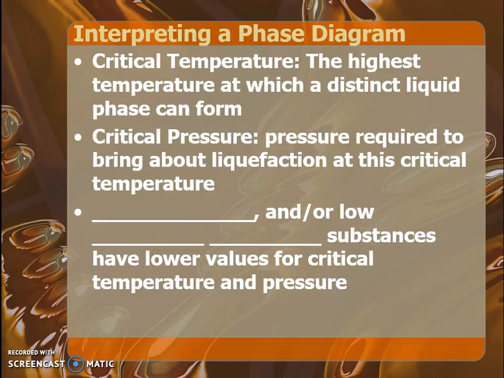Okay, the critical pressure, at the critical point, is the pressure required to bring about liquefaction at this critical temperature. So it's the highest temperature, and the pressure tells us how much pressure is needed in order to keep it a liquid. Okay. With this, non-polar and or low molar mass substances have lower values for critical temperature and pressure, which kind of makes sense because they pull apart easily to change into the gas phase, because the non-polar substances don't have that polarity, that electrostatic attraction holding them together.